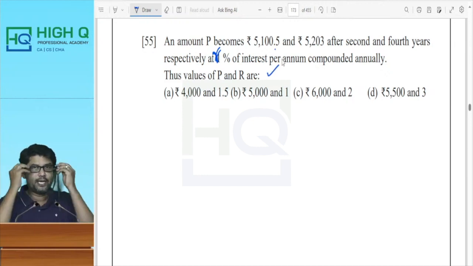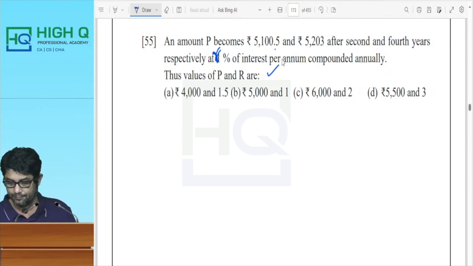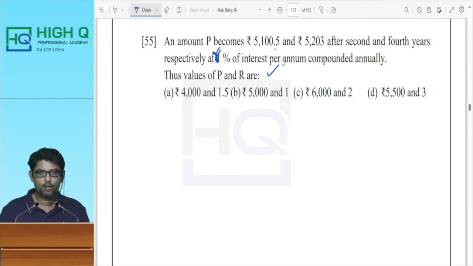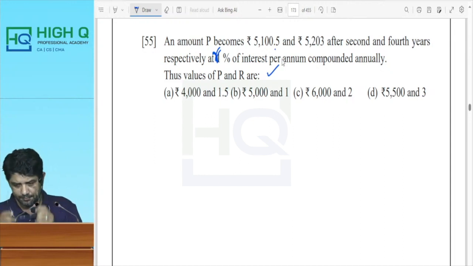My dear, it's a very, very simple question. You have to use the trial and error method. Fast. Let's see how much time you are taking. Use the trial and error method, because when they ask you to find out principal and rate of interest, the best method is the trial and error method.